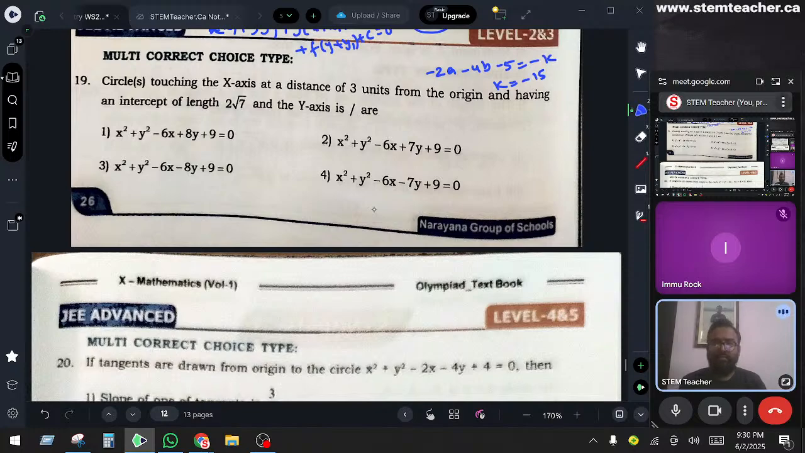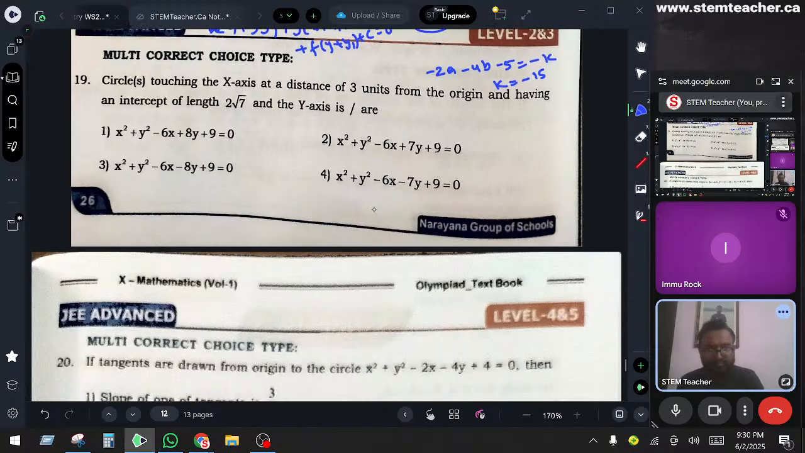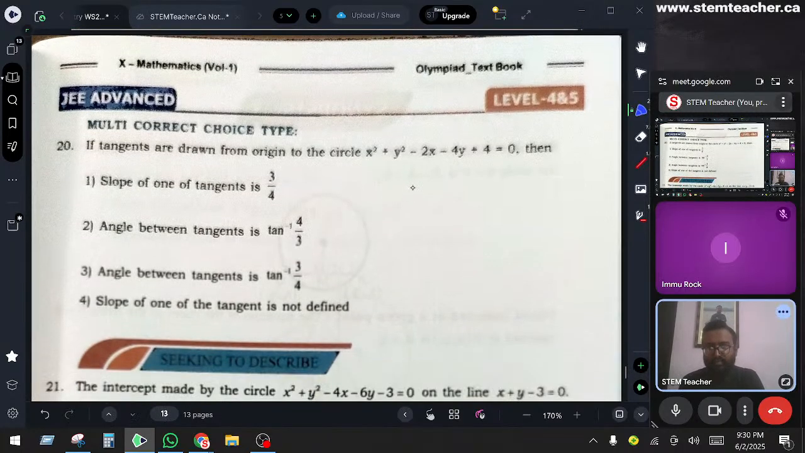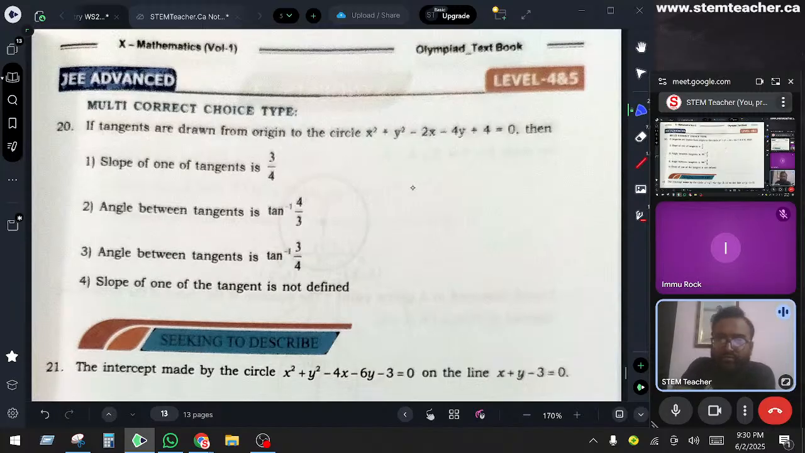Circles touching x-axis at a distance 3 units from the origin. If tangents are drawn from the origin, slope of one tangent, angle between tangents, if tan theta, then we have to iterate the formula. The tangent drawn from the origin to the circle. What is the equation?